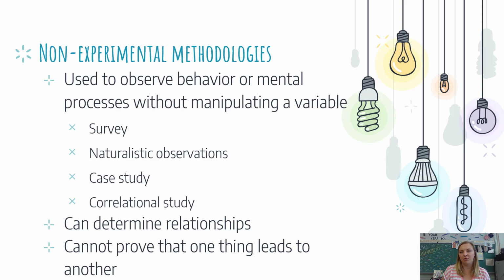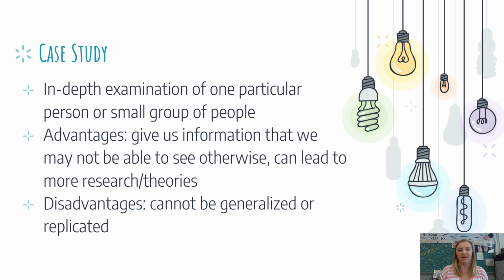Some examples that we're going to talk about are surveys, naturalistic observations, case studies, and correlational studies. Again, these can determine relationships, but they cannot prove that one thing leads to another. The first method is a case study. A case study is an in-depth examination of either a special person or a small group of people. This person or this group of people might have something that is unique or special about them, or something that we cannot make happen in the real world.